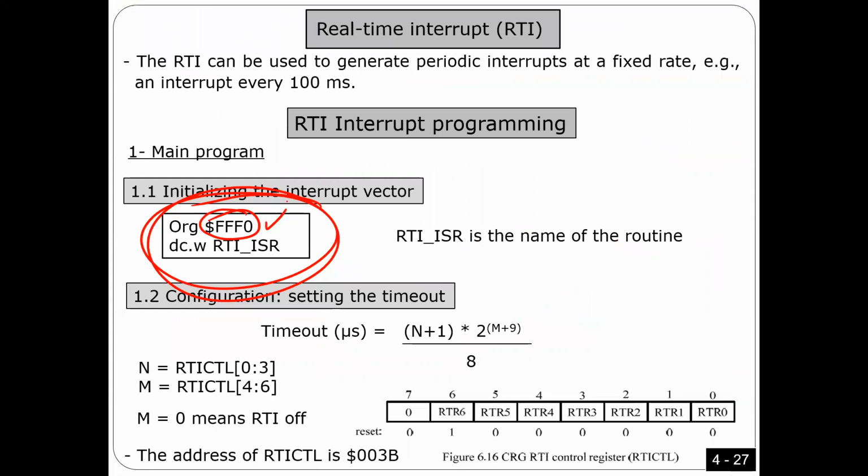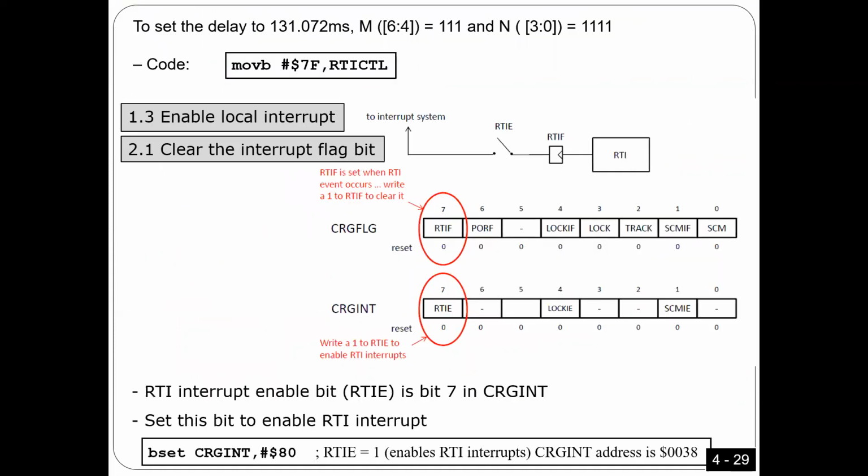This is number one. Number two, for any interrupt, you have to ask two questions. Where is the enable bit? Where is the interrupt flag bit? Okay, where is the bit you have to clear? What is the enable bit here? The enable bit here is in this register, CRGINT, bit number 7, as you see here. If you write 1 to bit number 7, you enable RTI interrupts. If you write 0, you disable RTI interrupts.